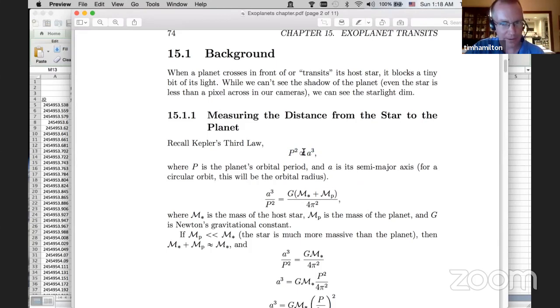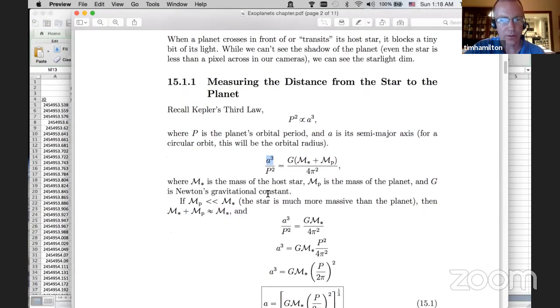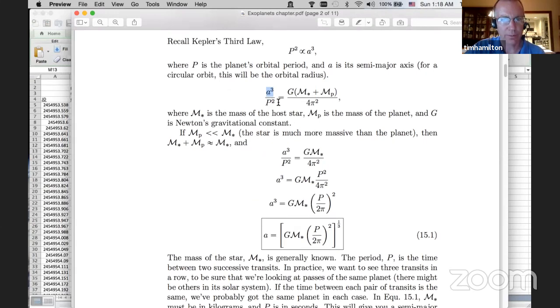Now, Isaac Newton had figured out that the constant of proportionality was related to the total mass of the star and the planet added together. In fact, that constant is 4 pi squared over the gravitational constant, capital G, times the total mass. So if we want to solve for the orbital radius, as I'm going to call it, the semi-major axis there, A, then we simply multiply both sides by P squared in this case, and there's a little bit of math involved here.